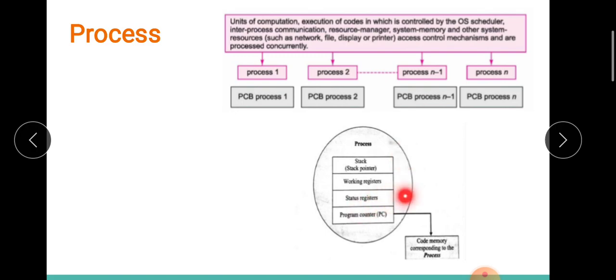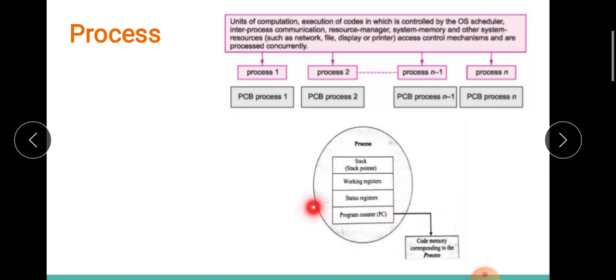Status registers show the status of your process, if it is completed or if it is running, if it is blocked, if it is created. What is the status of a process? That's shown by the status registers. And the working registers are like normal registers. They may store your data or any intermediate values. This is stored in the working registers.